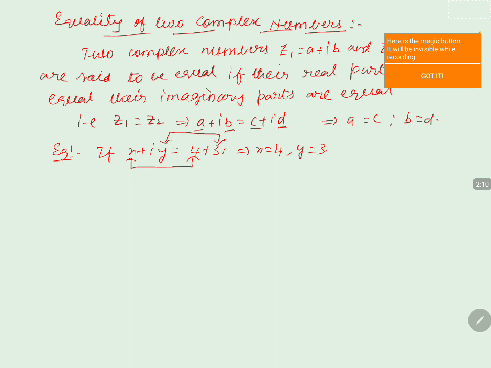So if x plus iy is equal to 4 plus 3i, the complex number on the other side, by comparing the real and imaginary parts, we get x is equal to 4 and y is equal to 3. So we can say that two complex numbers can be said to be equal only if their real parts are equal on both sides and their imaginary parts are also equal on both sides.